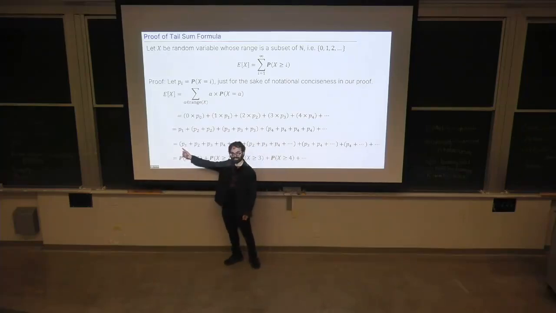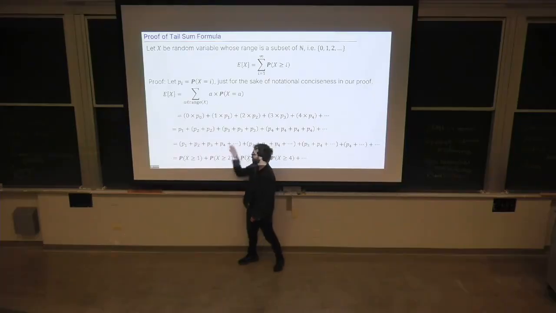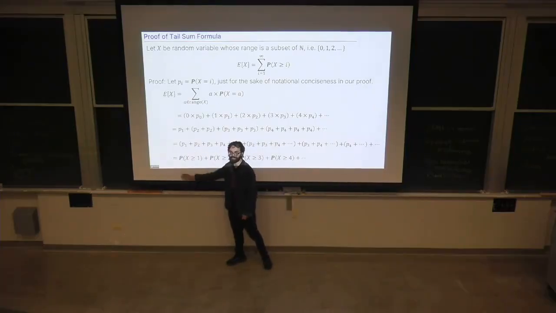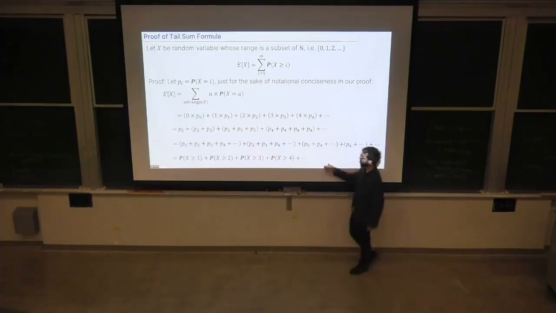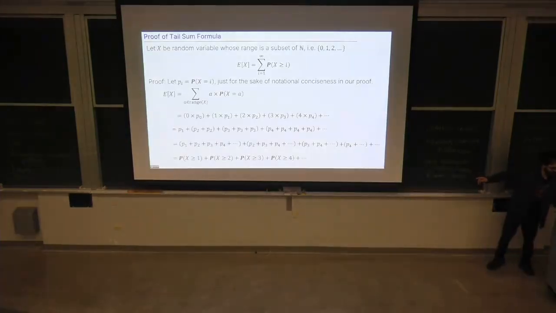Right, the probability that x is 1. The probability that x is 2. The probability that x is 3, and so forth up to infinity, which is just the probability that x is greater than or equal to 1. And there you have it. So this formula, if you just rearrange this slightly, you will get that.